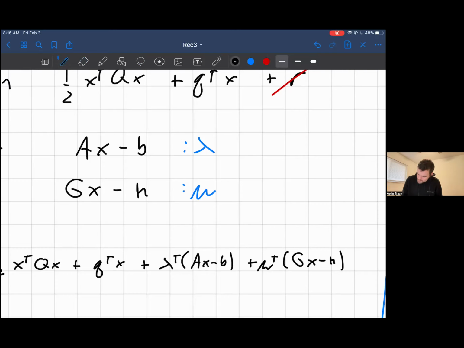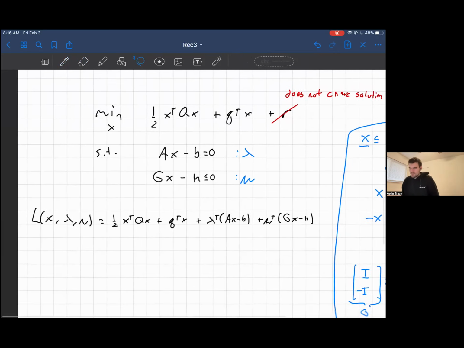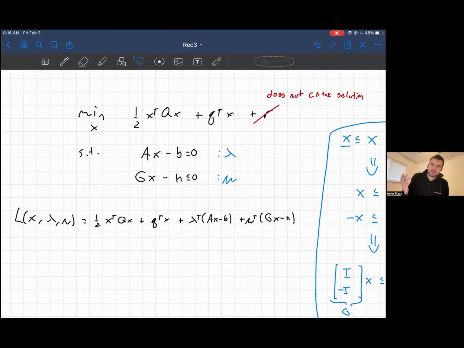Equals 0, 0. Oops. I'll just move these dual variables over a little bit. Okay. So now I've written down these constraints in the form that we saw in the original canonical problem that we wrote down. And now we just wrote out the Lagrangian for our system.